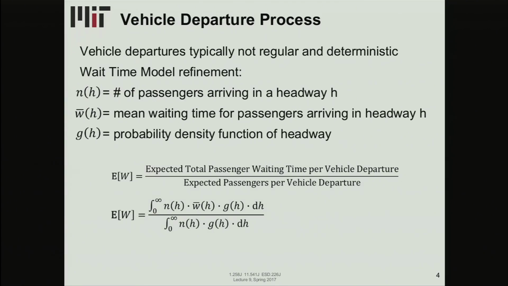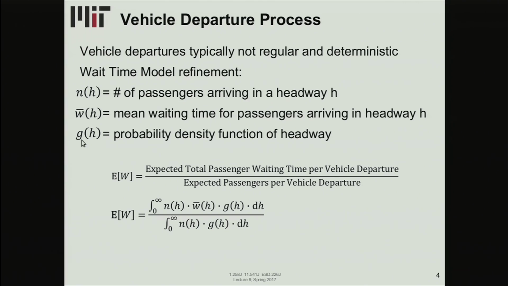So let's look at a formulation that relaxes that. Let's say that vehicle departures are not regular and deterministic, so let's refine the model to take care of that. Let's define n as a function of headway to be the number of passengers arriving at some headway, and the mean waiting time of headway h to be the mean waiting time for that specific headway that we observed, and then g to be the probability density function of headway.